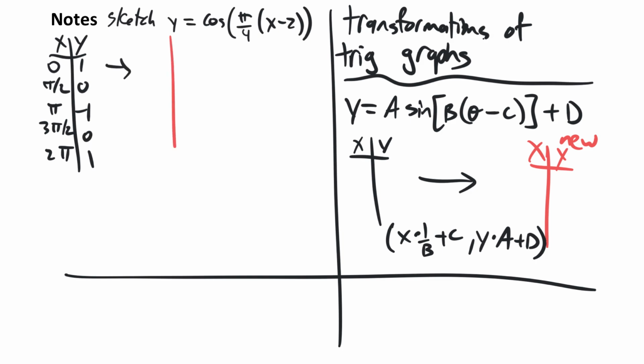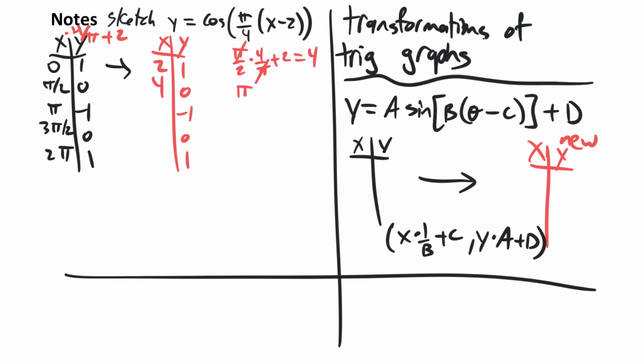These are going to give us a new table. Let's do the y values first. They'll stay the same. 1, 0, minus 1, 0, 1. The x values need to get multiplied by 4 over pi, and then we have to add 2 to them. Okay, well 0 times 4 over pi is 0 plus 2 is 2. Now pi over 2 times 4 over pi plus 2. Well, the pi's cancel, so you get 4 over 2, which is 2, plus 2 is 4.